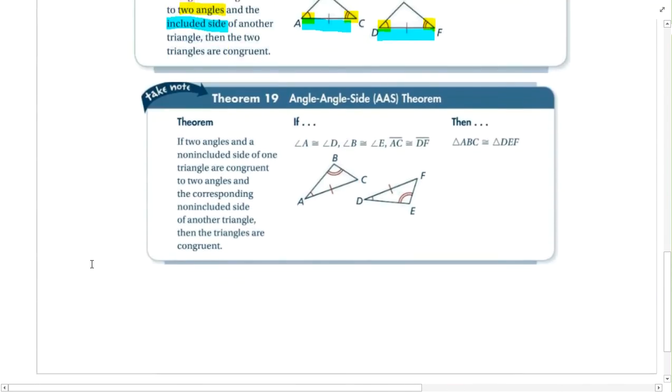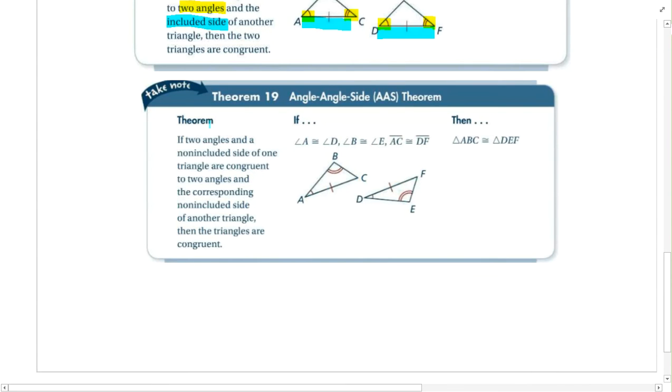Now let's do angle, angle, side. In this case, you have two angles that are congruent, say A and B, D and E. So two pairs of angles again. But this time you have a non-included side. There are two different non-included sides we can choose, but in this case AC is a non-included side. See how it doesn't connect between A and B? And then the other one is DF. They need to be the same sort of corresponding non-included side.